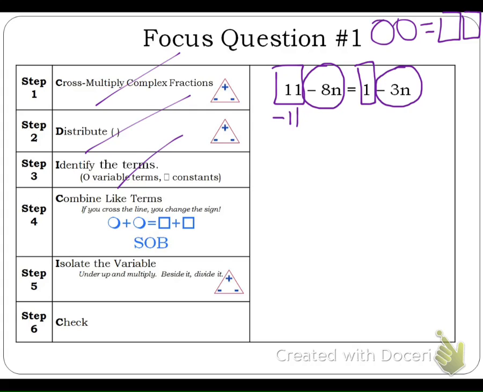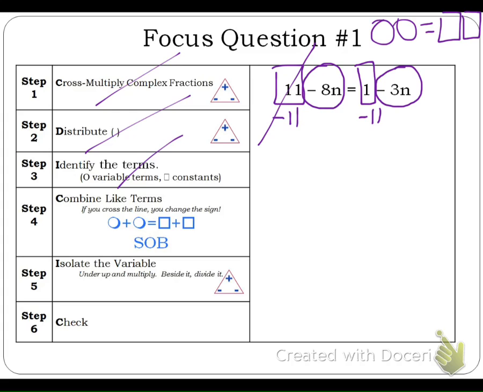Now, where do I put it, though? I know I need to move it to the other side, but let's put it right underneath our other constant, instead of under the negative 3n, underneath the other constant that we know eventually we need to combine it with. I'm going to draw a line.